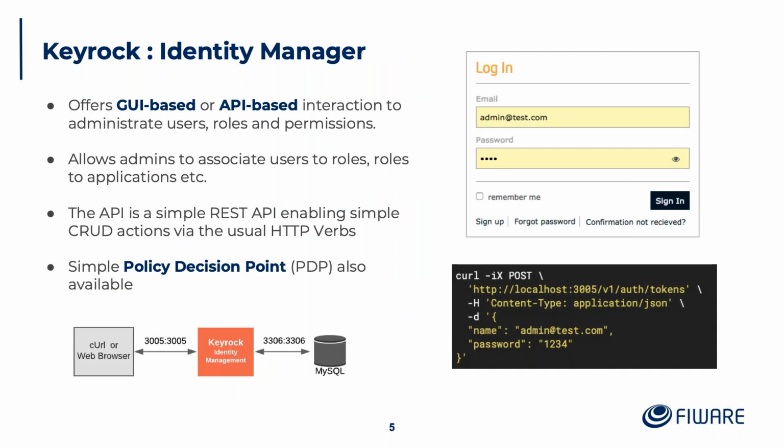Keyrock, as I said, offers GUI-based or indeed API-based interactions for administration. It allows admins to associate users to roles and what have you. And it also offers a simple policy decision point. A policy decision point is basically a thumbs up, thumbs down on permit or deny: are you able to do this sort of thing? As you can see on the right, you've already seen the basic GUI, which can be reskinned as necessary. You can also send requests, as shown by the curl statement on the right.